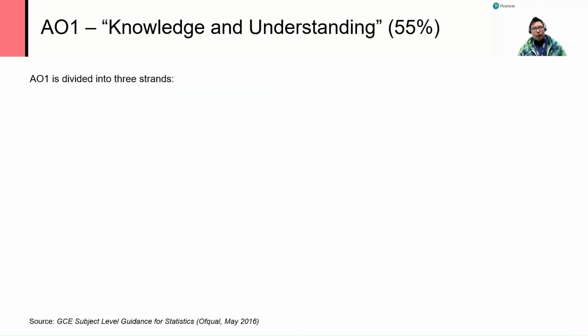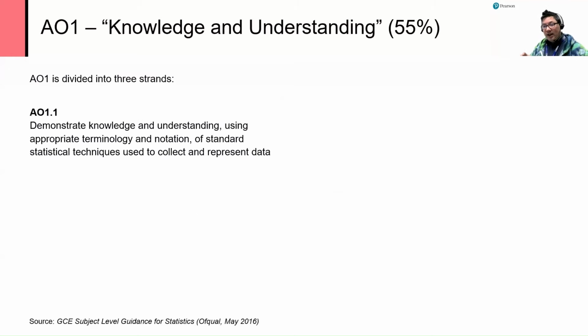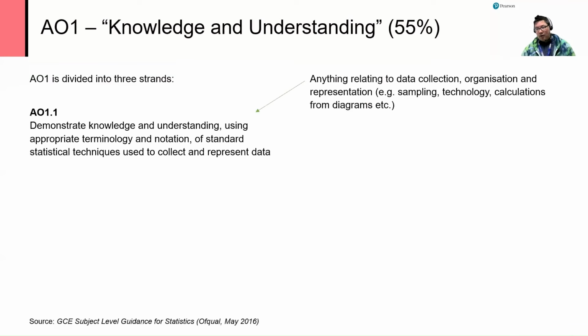Now, AO1, the knowledge strand. That's actually divided into 3 different strands. And what you'll notice is on the mark scheme, it will say things like AO 1.1, 1.2, and 1.3. Now, 1.1 is demonstrating knowledge and understanding of techniques used to collect and represent data. So AO 1.1 is anything to do with data collection, organization, representation. So what we're talking about is things like sampling questions, anything to do with technology, anything that involves calculations from diagrams, that all comes under AO 1.1.